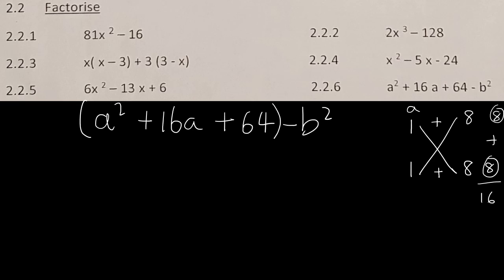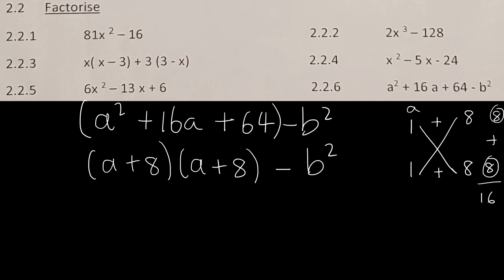So I read my answer across. I've got a plus 8 into a plus 8, minus b squared. Right, if you notice that now, that's exactly what I've done there, right? But now I can write the a plus 8 times a plus 8 as a plus 8 squared, minus b squared. What I've created now is a difference of 2 squares.